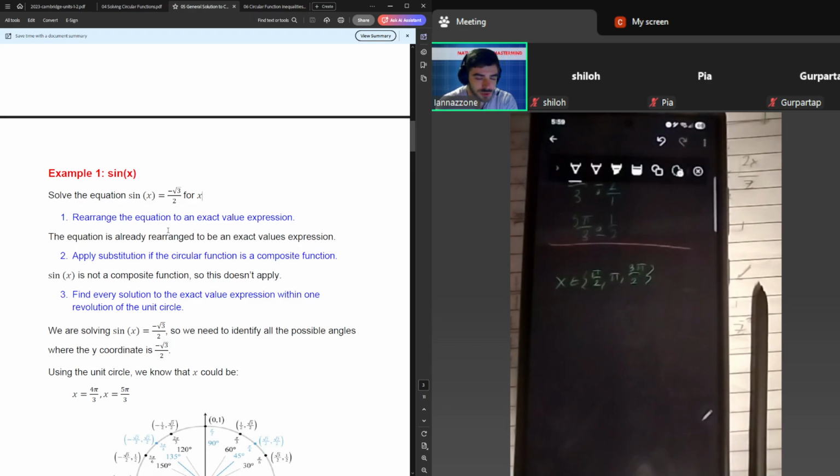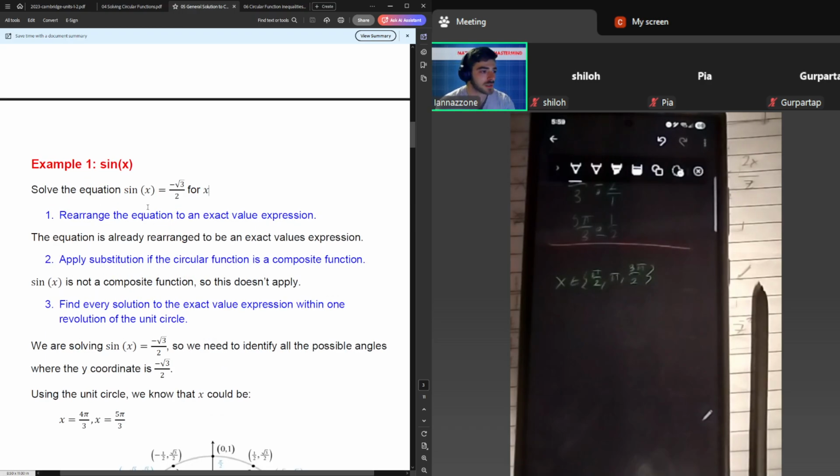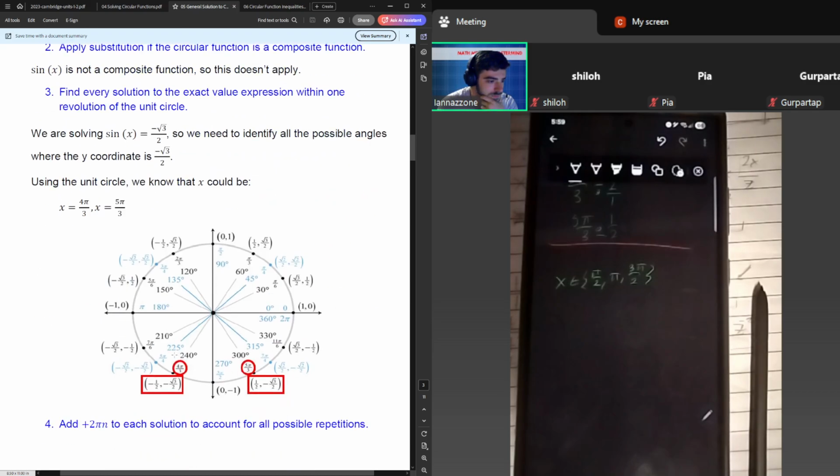As far as what you actually do, really nothing's changing all that much. So, where does sine equal negative root 3 over 2? Well, that's these two spots. That's your first step, always. Figure out the 2, sometimes 1 spot on the unit circle where your exact value is located. That's going to be the 4 pi over 3 and the 5 pi over 3.